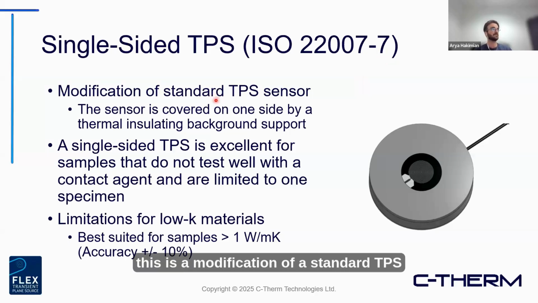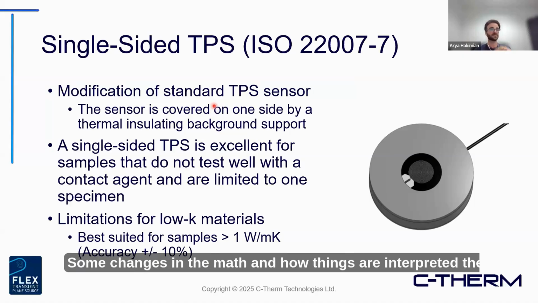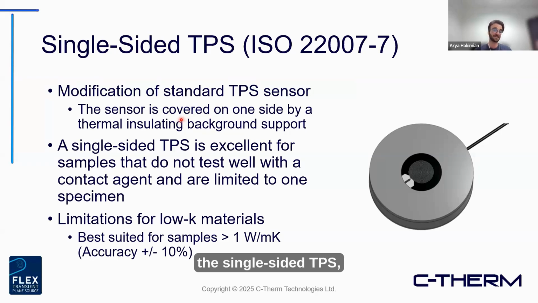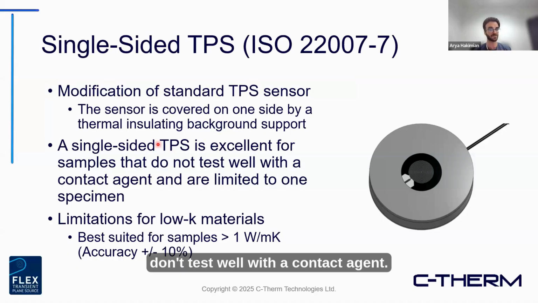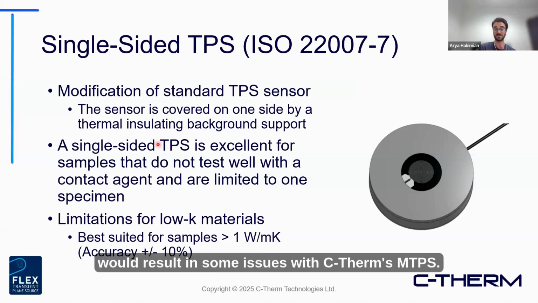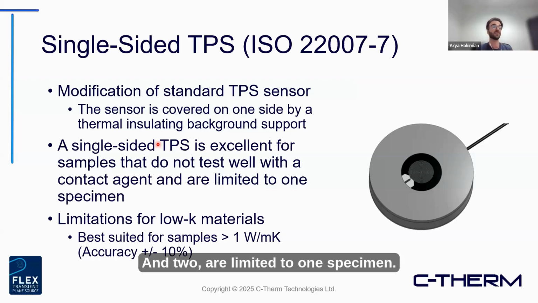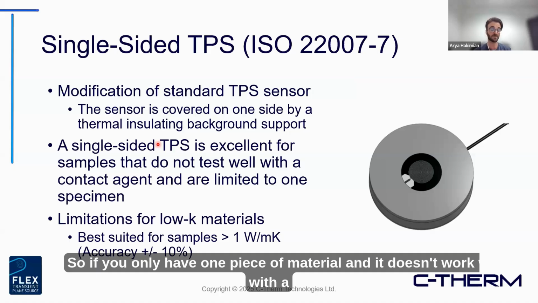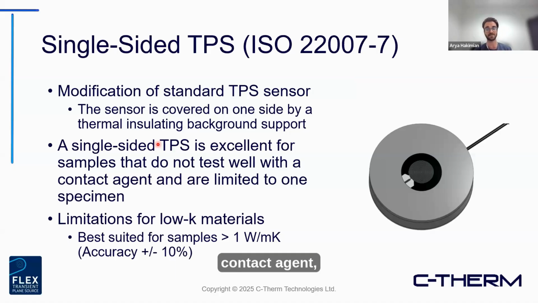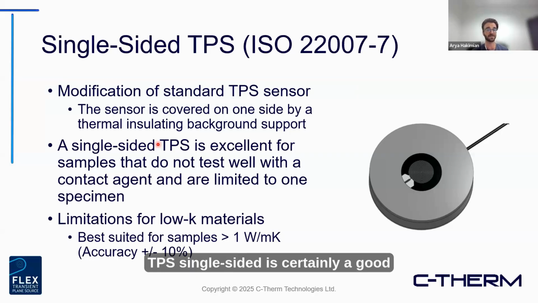But effectively, this is a modification of a standard TPS sensor that is essentially supported on one side with an insulative backing. Some changes in the math and how things are interpreted there, but for all accounts, the single-sided TPS is excellent for samples that, one, don't test well with a contact agent, and again, would result in some issues with C-Therm's MTPS, and two, are limited to one specimen. So if you only have one piece of material and it doesn't work well with a contact agent, TPS single-sided is certainly a good option to pursue.